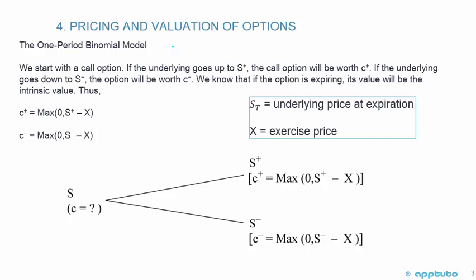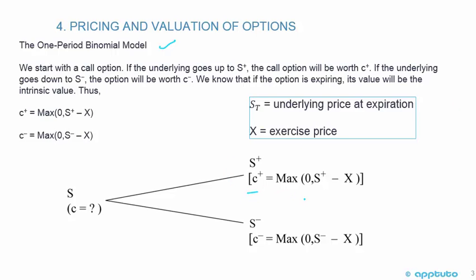Okay, we're going to walk through this fairly slowly. So we're looking at the pricing and valuation of options, and now we're looking at the one-period binomial model. So we're going to start with a call option. Remember, that gives us the right but not the obligation to buy stock, for example.